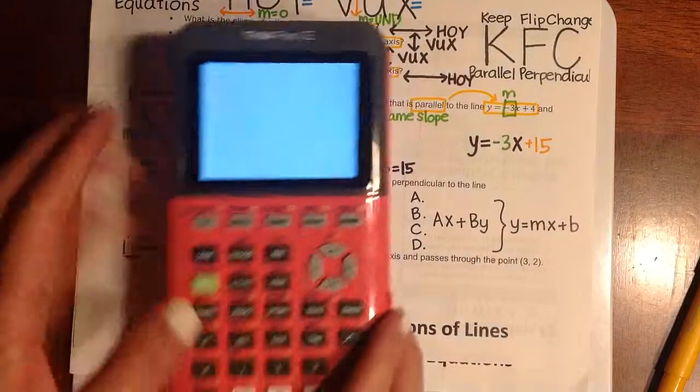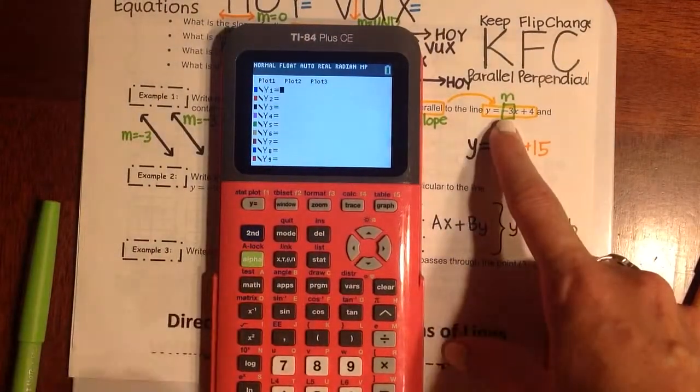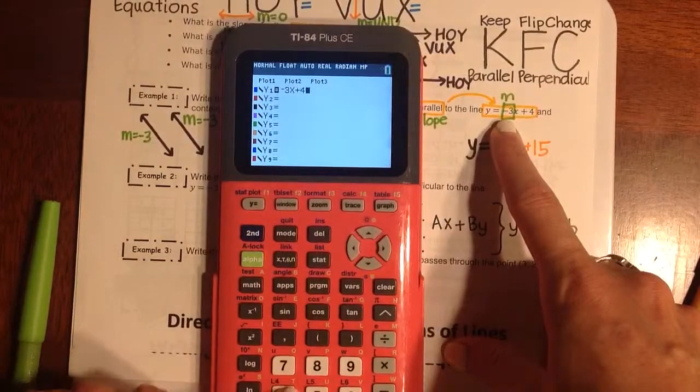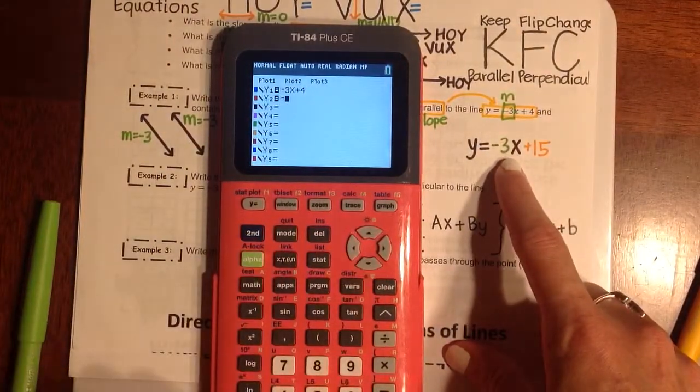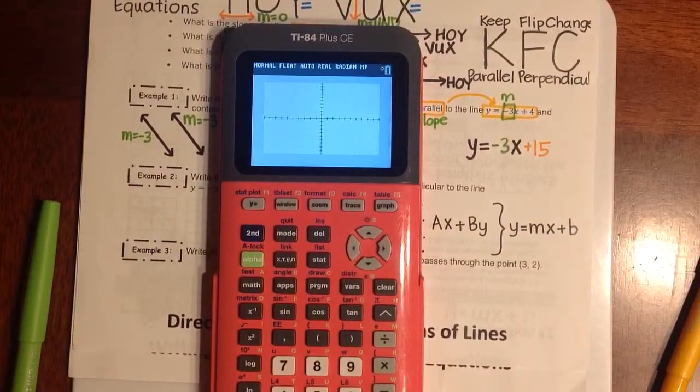And if I want to do a quick check in my calculator, I can do that. So I'm going to go to y equals, and I'm going to type in both equations: negative 3x plus 4, and negative 3x plus 15. And I'm going to graph them, and I want to see, are they parallel? Because I should see parallel lines in my graph if I'm going to do a quick check of my work.